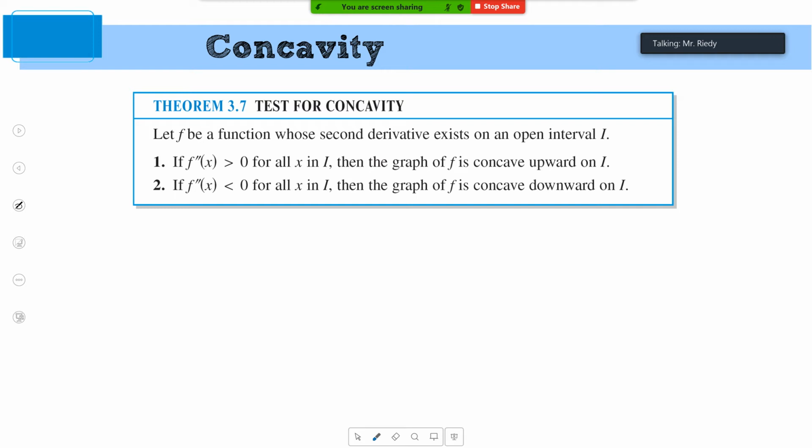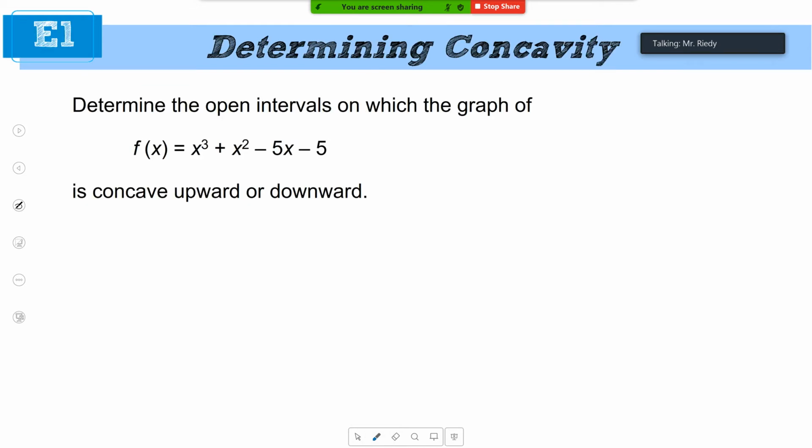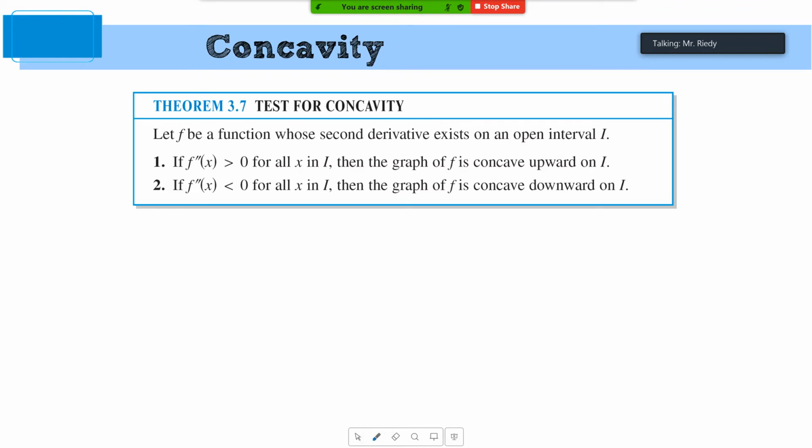Okay, so here we go. Test for concavity. This is more practical than the last blue rectangle. If we want to know if a function is concave up or concave down, we're going to look at the second derivative. If the second derivative is positive, in other words, greater than 0, the function will be concave up. If the second derivative is less than 0 or negative, it'll be concave down.